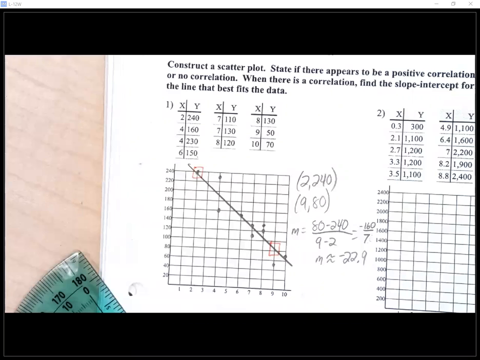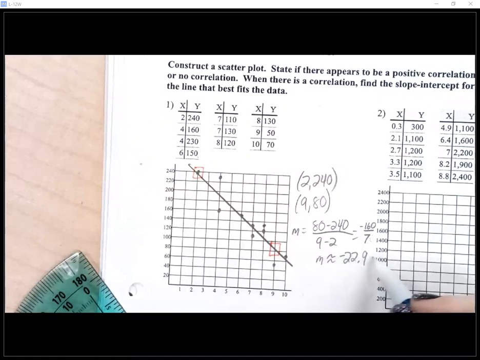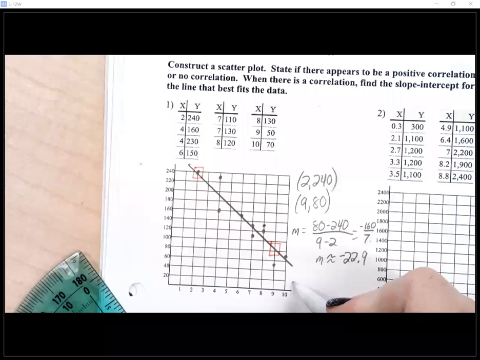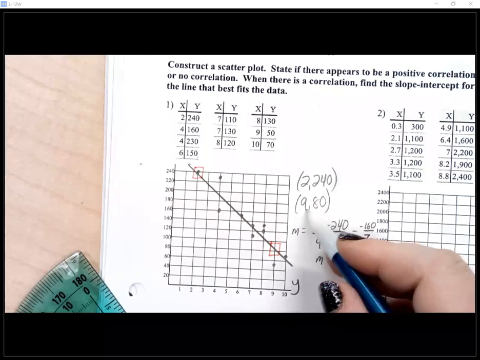So now I need to, of course, figure out my y-intercept. I can't tell it from my graph. I don't know where it is. So I'm not going to use this rounded answer just because I don't want to use a rounded answer to get everything else. So I'm going to go back to my fraction. But I'll just use point slope form. And I'm going to use the (9, 80) because it's smaller.